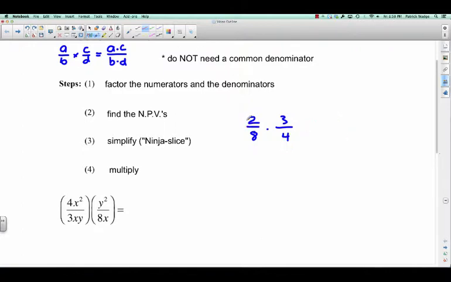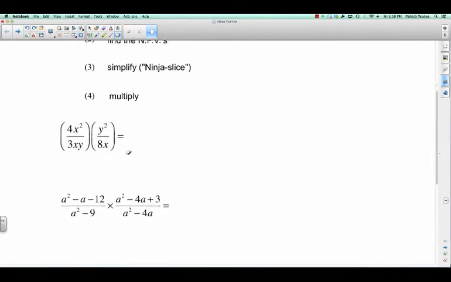Let's do the same question again. I want to show you that you could also have done it this way. One number on the top, one number on the bottom. Divide 2 by 2, you get 1. Divide 8 by 2, you get 4. 1 times 3 is 3. 4 times 4 is 16. We got exactly the same answer, 3/16. Okay, that's ninja slicing. And it's optional, but it'll really make your life a lot easier when you're dealing with these rational expressions.